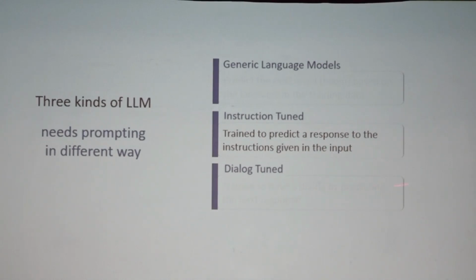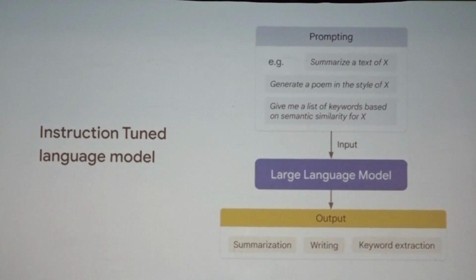Here what is supposed to happen is to predict a response to the instructions given to the input. Along with the input, instructions should be given. So what I am asking in the prompting message is summarize the text of X. X is the input I am giving, or the context. Along with it, the instruction I am giving is summarize. And another one is generate a poem of style. These are the instruction tuned. And another one is give me a list of keywords based on. These are the instruction tuned large language models.